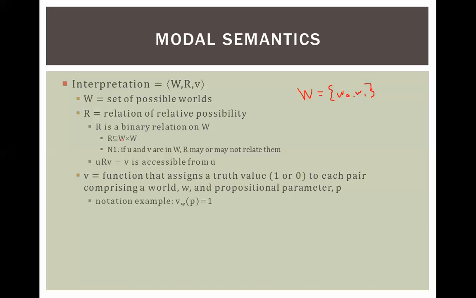What this means is what a Cartesian product is, putting the W's together in all the ways you could possibly do it, right? So let's say W0 is R related to W1.